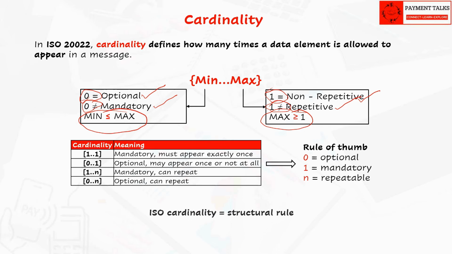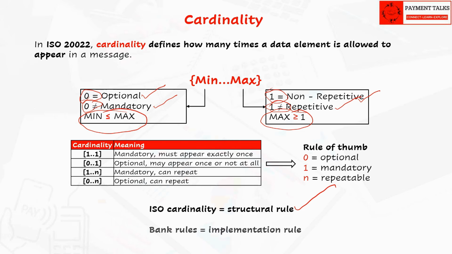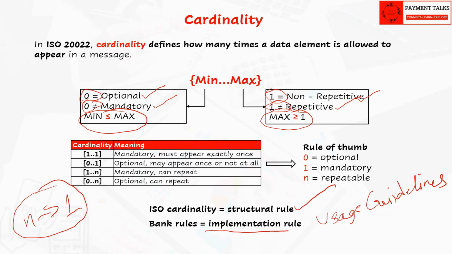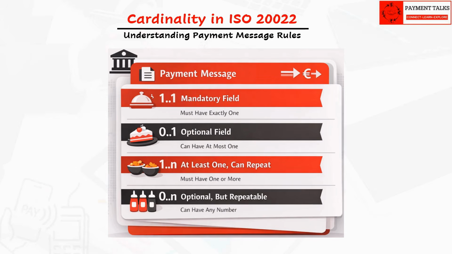Cardinality is defined by ISO. It's a structural rule of the message. But banks, services or rails schemes can add stricter business rules or stricter usage guidelines. For example, ISO supports multiple transactions in one PAIN.001, but CBPR restricts this, using their usage guidelines to only one occurrence of credit transaction in the PAIN.001, where the cardinality of maximum occurrence changes from repeatable in ISO to only 1 in CBPR plus. Let us clearly understand this concept using a restaurant menu analogy.